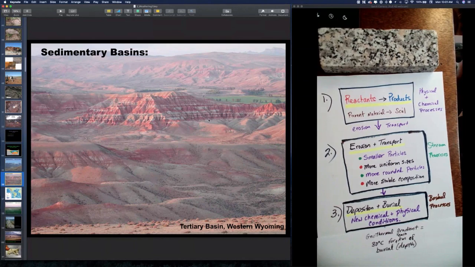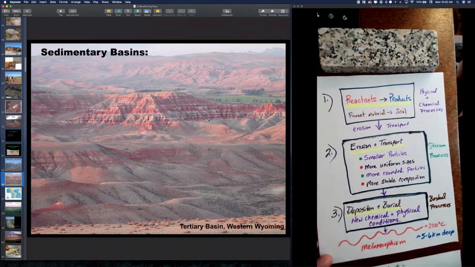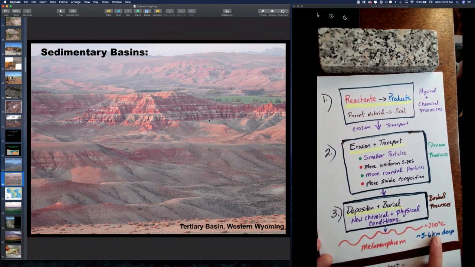Okay. Now, if you go down 2 kilometers, you're going to add 30 to that. So now you're at 72 degrees C. At 2 kilometers, you're approaching the boiling point of water. You're getting close to it. So it gets hot. Okay. So at 5 kilometers, you're approaching 200 degrees C.